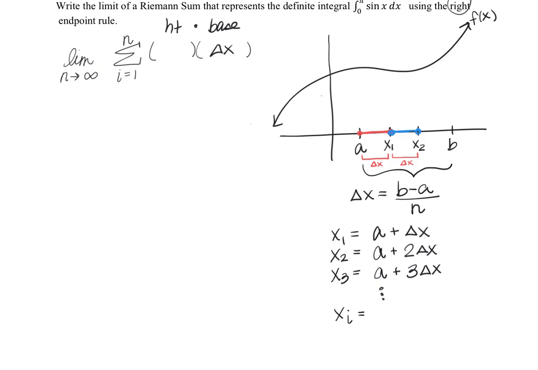We are going to find x sub i by taking that a value, and then adding on, notice, let me highlight for you, that the number of delta x's that you're adding on is the same as your subscript. So if I'm adding 2 delta x's, that was my x sub 2. So in this case, I'm going to add i delta x's. So this would be i times delta x for my x sub i.